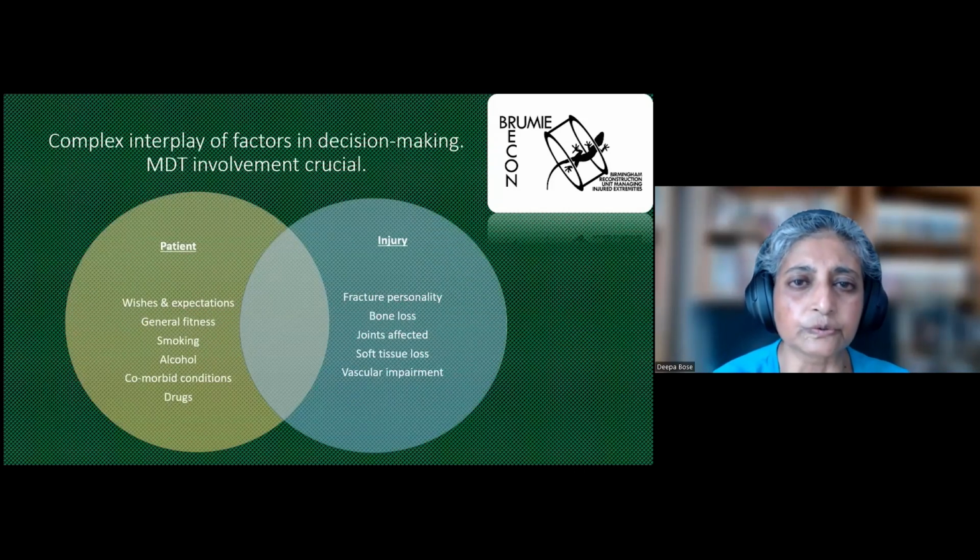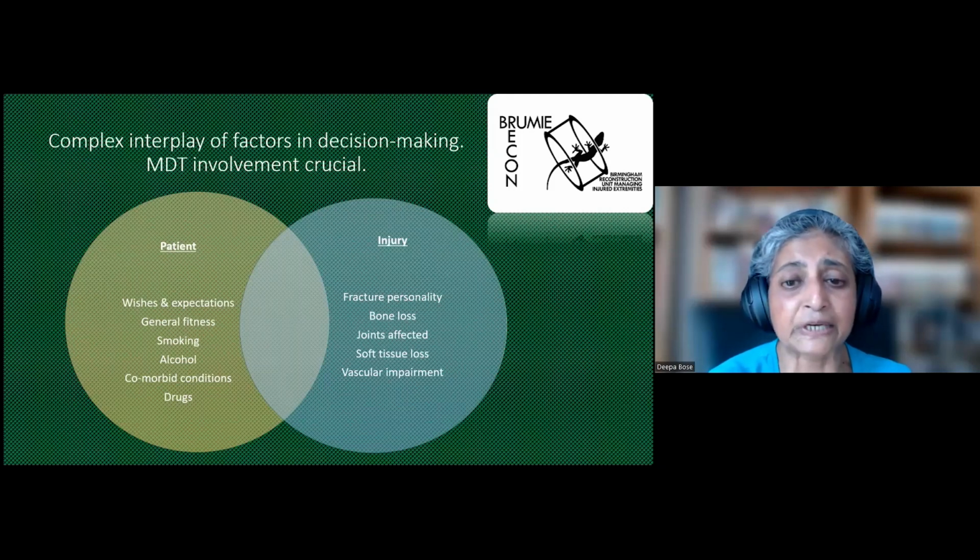And what you choose depends upon a very complex interplay of factors. And so a multidisciplinary approach is crucial when you're managing fracture-related infection, because you have patient factors such as the patient's comorbidities, general fitness, smoking, alcohol, and their wishes. And then you have your injury factors such as, do you have bone loss, soft tissue loss, are the joints affected, is the vascularity affected? So there's a very complex interplay between all of these factors, which will determine which of those management paradigms you and your patient feel is best for them. And the patient is obviously central to your decision making.